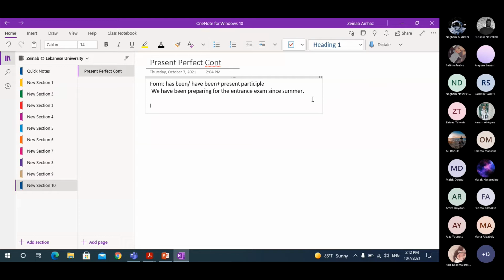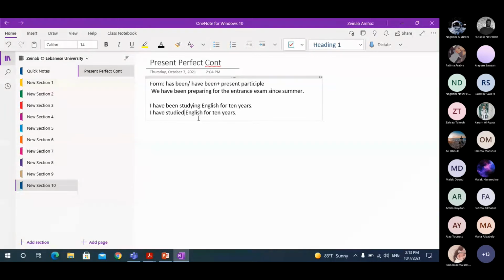Yes. I have, for example, been studying English for 10 years, or if we say I have studied English for 10 years. Words like already and just cannot be used with the present perfect continuous. For and since can be used with both. Sorry, I wrote the first one. For and since can be used with either the present perfect or the present perfect continuous.